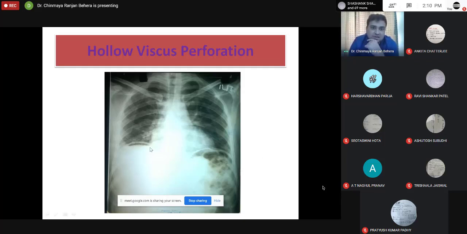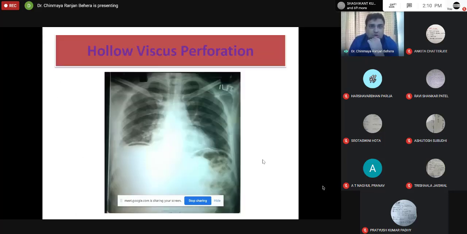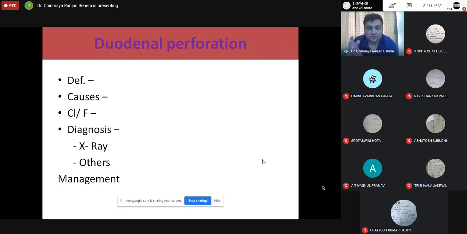So you will see air under the diaphragm, which is not normal in a normal individual. So the most common cause of air under the diaphragm is duodenal perforation. Other causes can be appendicular perforation or a sigmoid perforation, any hollow viscus perforation.